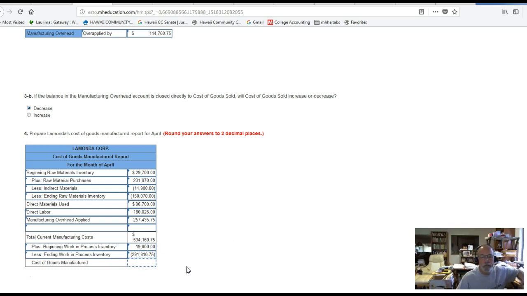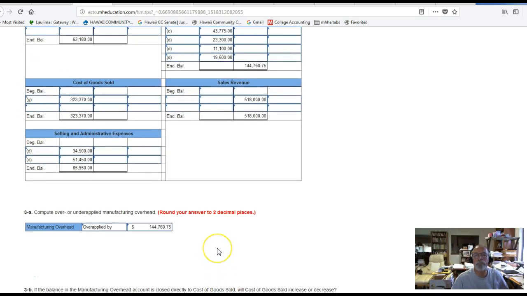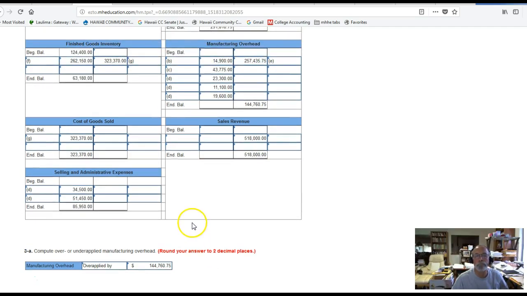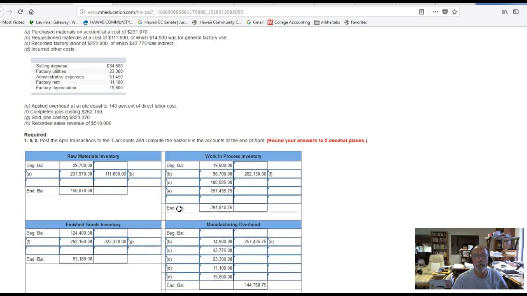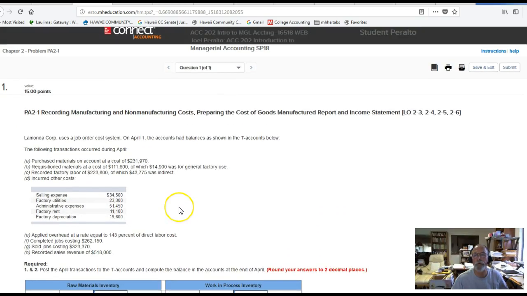If we add down from total current manufacturing costs, plus 19,800 minus 291,810.75, we get 262,150. And are we okay here? We might have done something wrong here.